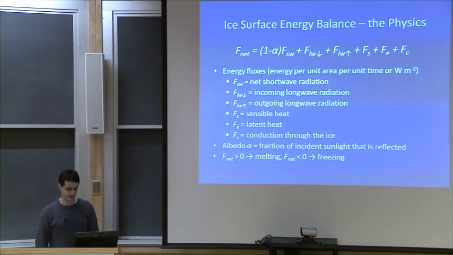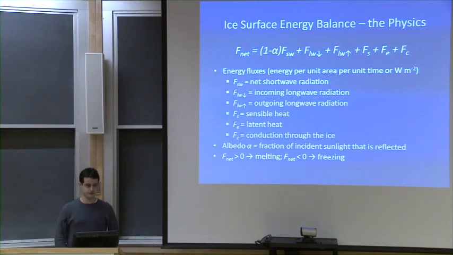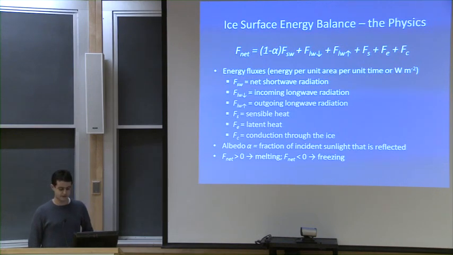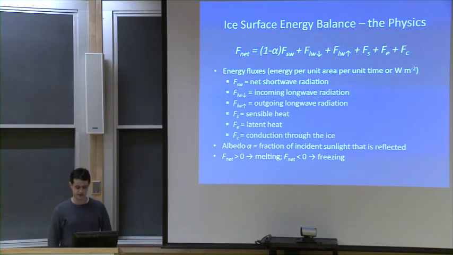It's being multiplied by 1 minus the albedo, which is the fraction of the incident sunlight that is reflected. So essentially, this is the fraction that is being absorbed. The next term is the incoming long-wave radiation, which is also solar in origin, ultimately, but it's been scattered by the atmosphere and the clouds. That's why it's a longer-wave radiation. The third term is the outgoing long-wave radiation, which is basically the thermal radiation that the ice emits.